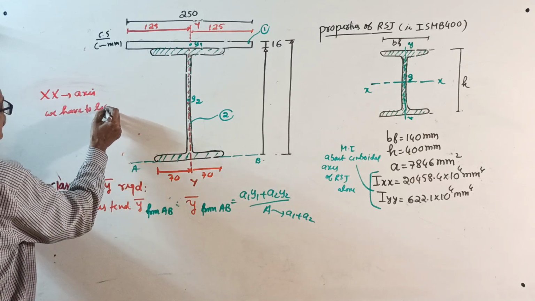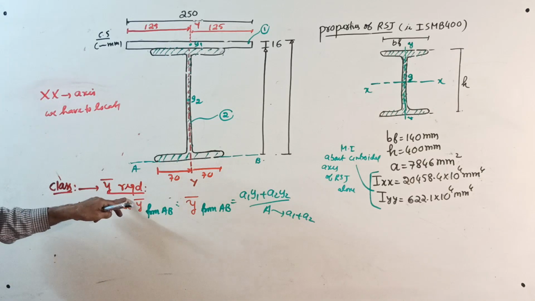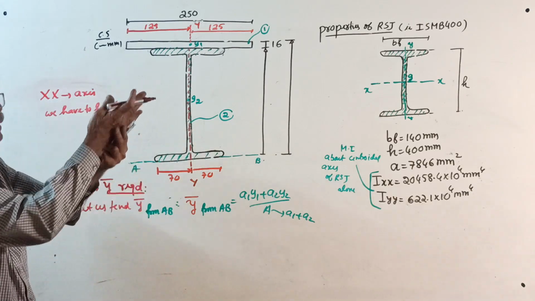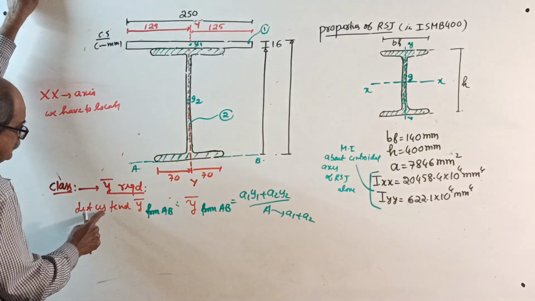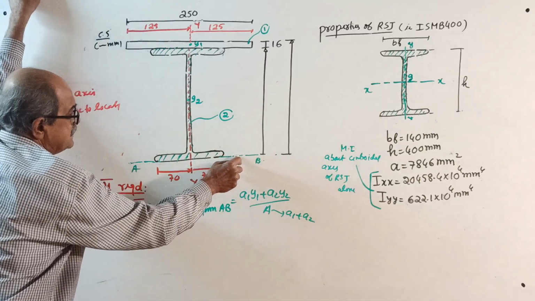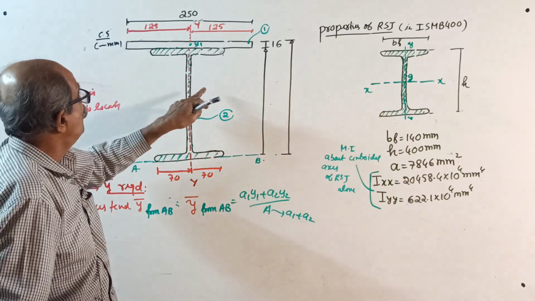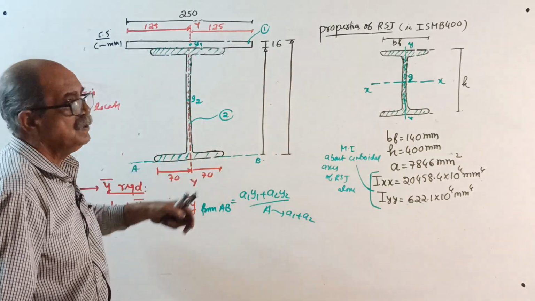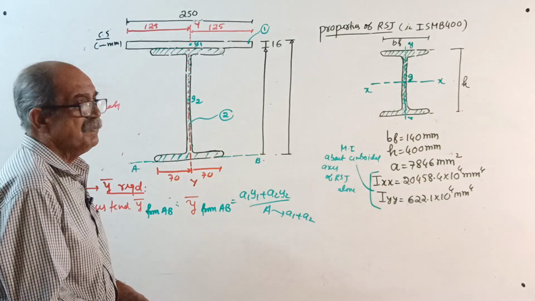We have to locate the centroid, therefore y bar is required. To locate the x-axis, you require y bar. We will find y bar from the bottom edge. So let us find y bar from the bottom extreme edge AB. Y bar from AB equals, only two parts are there, (A1 y1 plus A2 y2) divided by the total area, that is A1 plus A2.